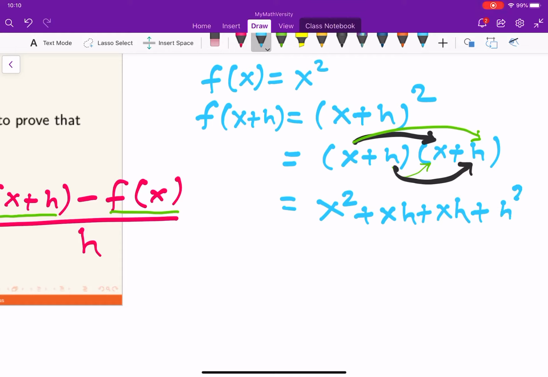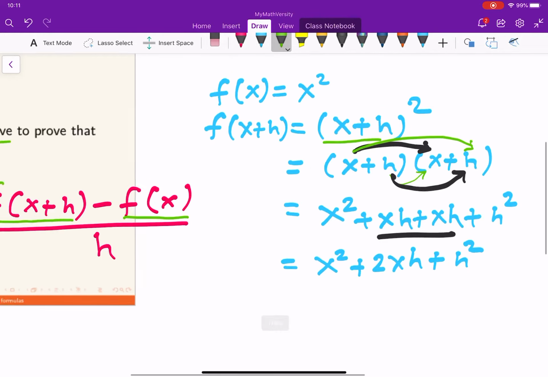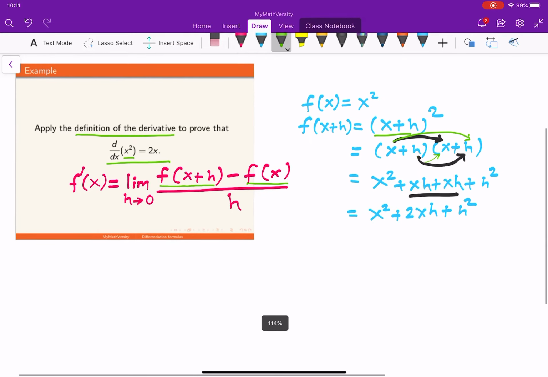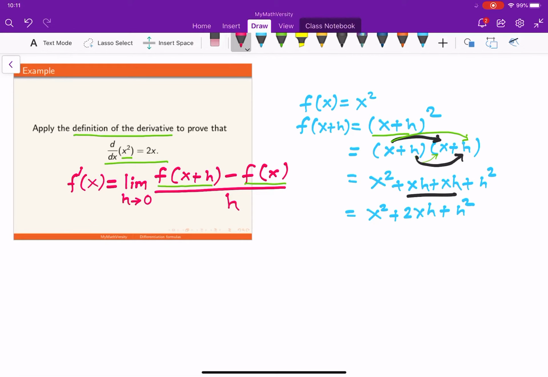And then, if that is the case, this is x squared. We have like terms to combine here. x times h plus x times h will be 2 times x times h, right, plus h squared. So this is the expansion of the square of x plus h, right? So we can then apply that expansion over here to see what the difference quotient looks like. So let's try to work on that.